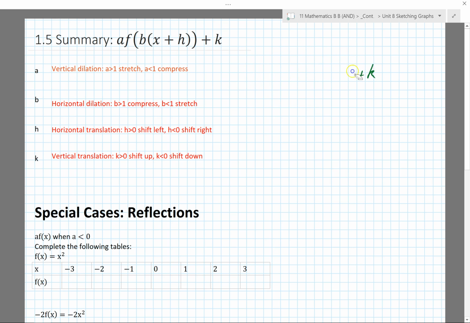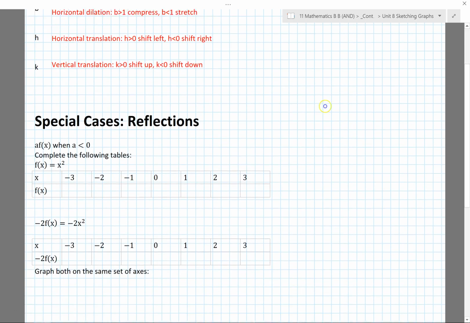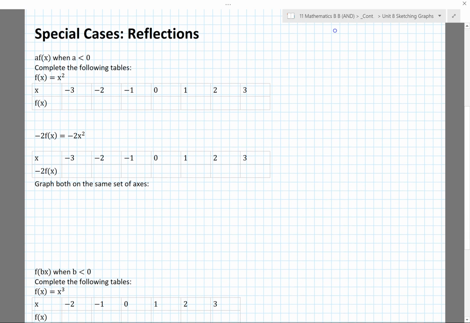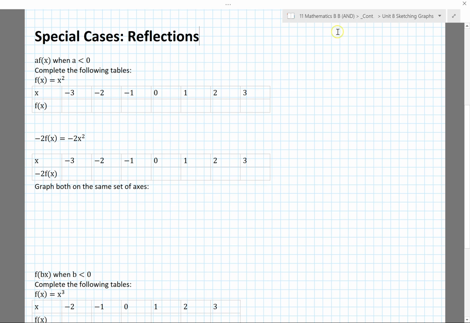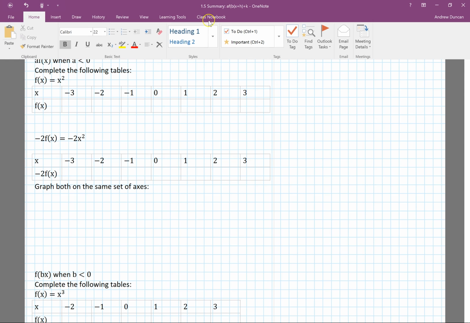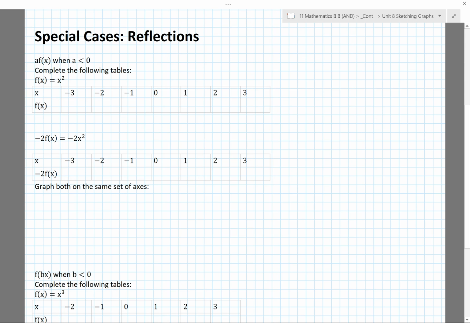There are just 2 special cases with these dilations and translations, which are some reflections. So we'll just have a look at what these look like. We'll complete a table, see what it looks like, and draw the 2 graphs. In here we're just squaring, so minus 3 squared. Look at f of x equals x squared compared to minus 2x squared. So in here will be minus 2 times minus 3 squared, which will be minus 2 times 9, or minus 18. So we'll complete these tables and graph it.